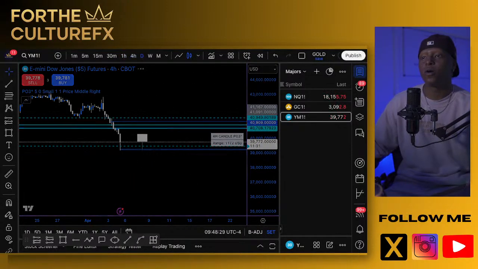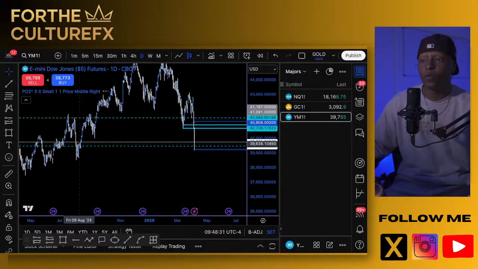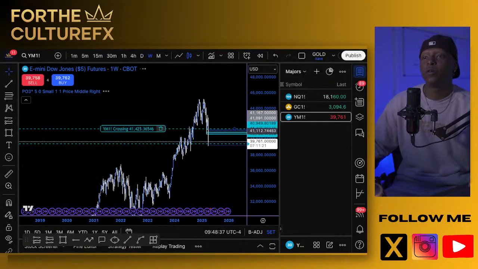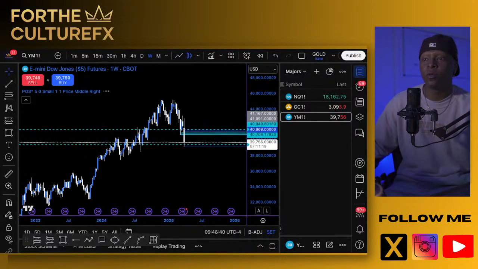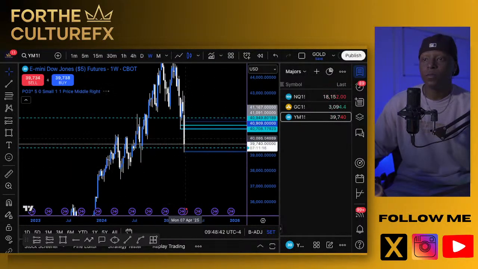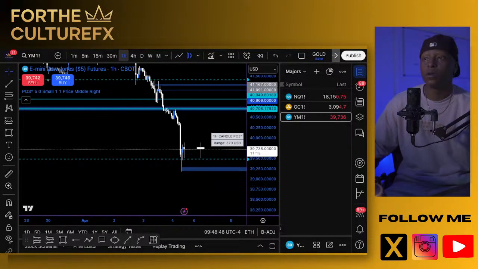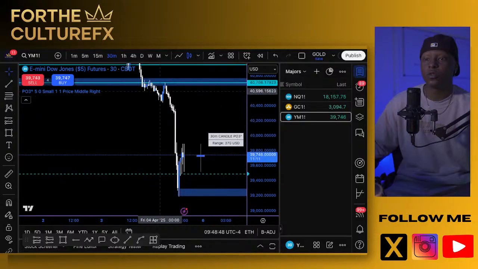It's just this 4 hour. So where we came off of, where we're rejecting off of, is a key daily level of demand here. If we come over, you can see it a little bit better on the weekly. But just so much sell pressure. 4 hours closing fat. Yeah, and this 1 hour might just close bearish.